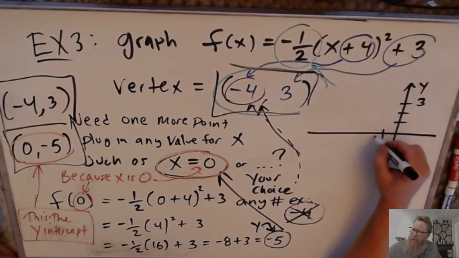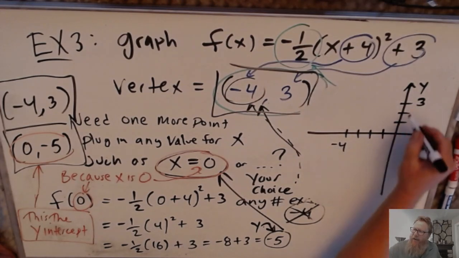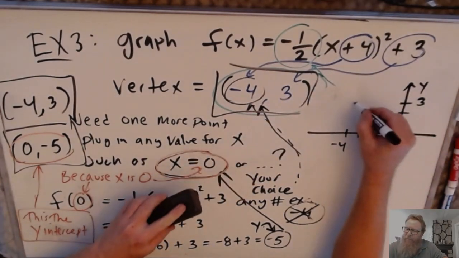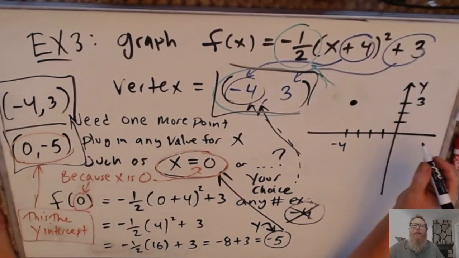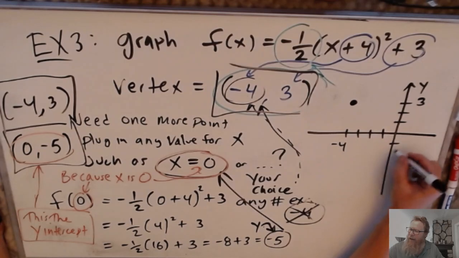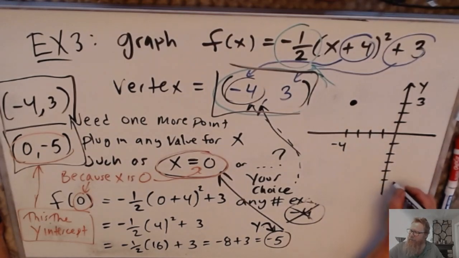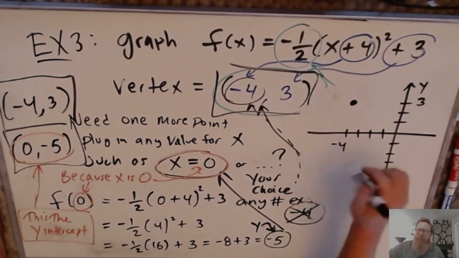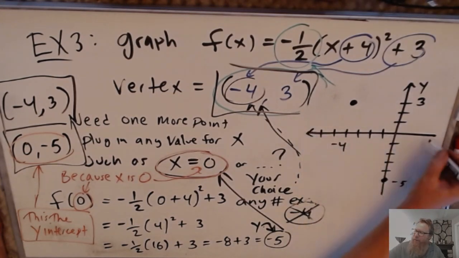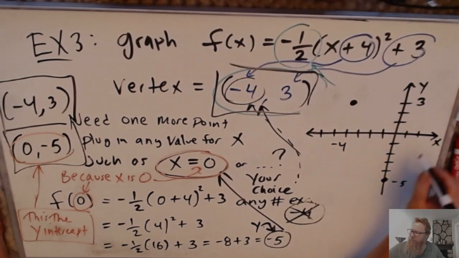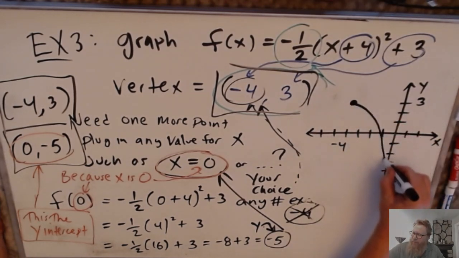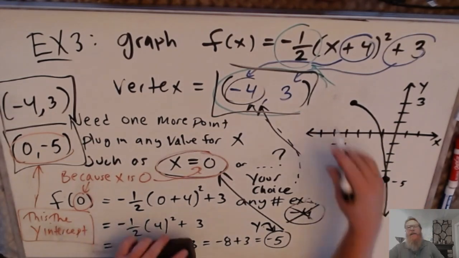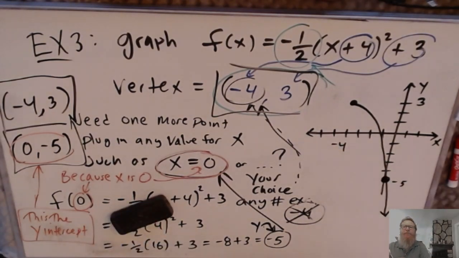We're going to get a graph. Y is 3. X is -4. And then 0, -5. Make sure you put it at the right -5. I have had students accidentally put it at this -5. So be careful. And there's half of your parabola.